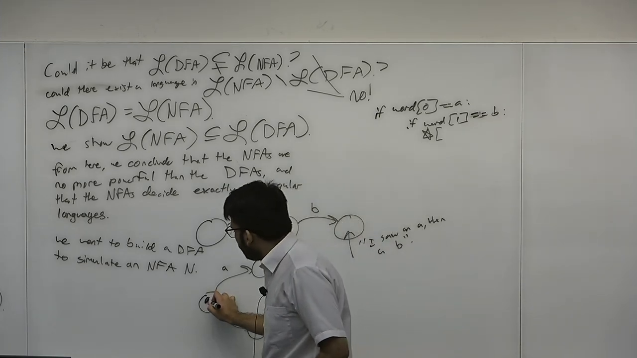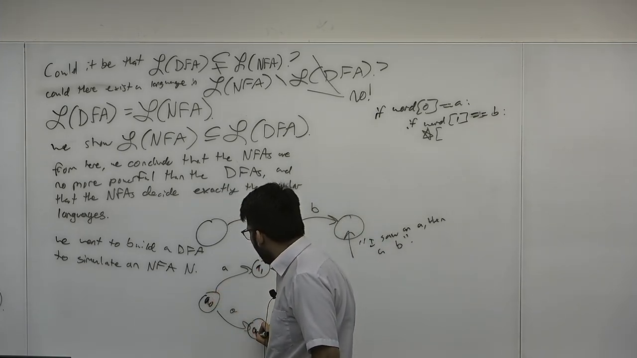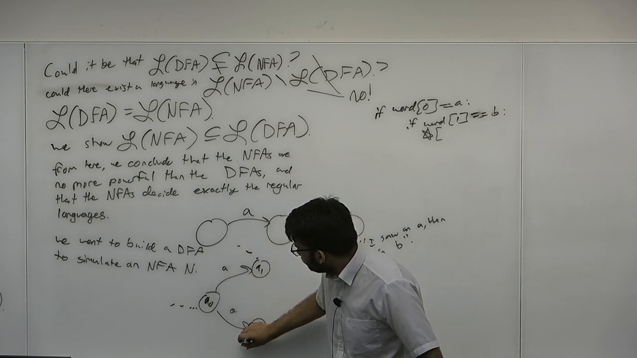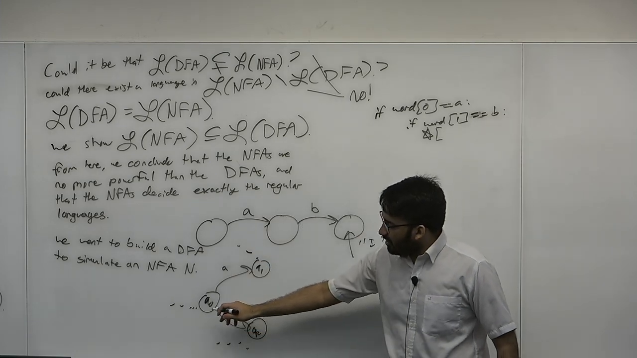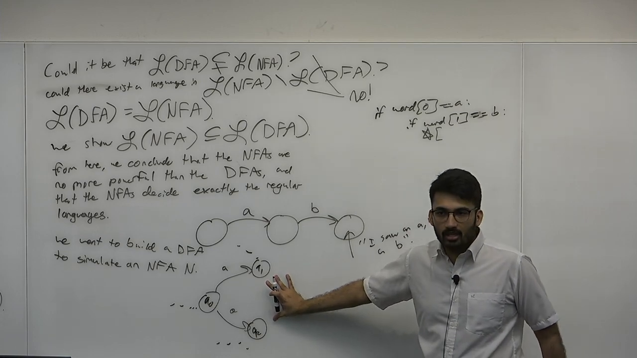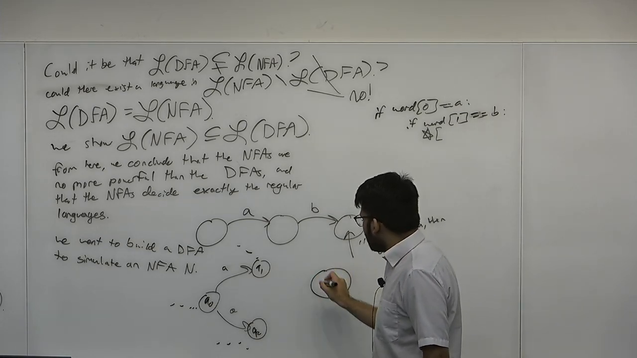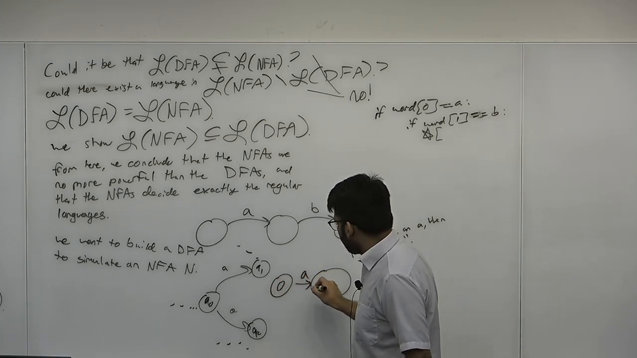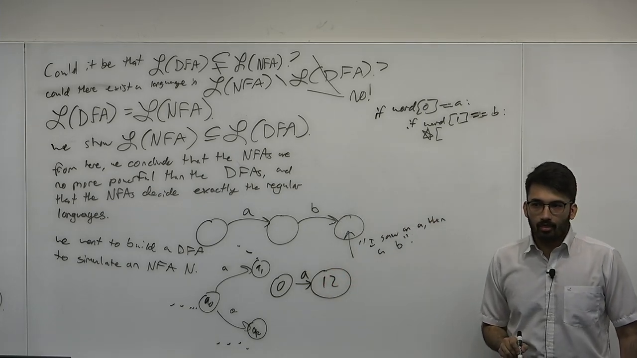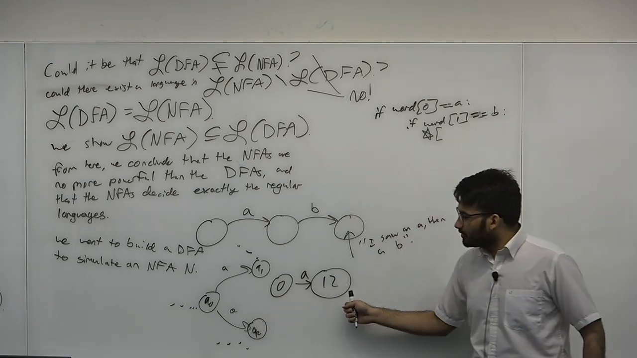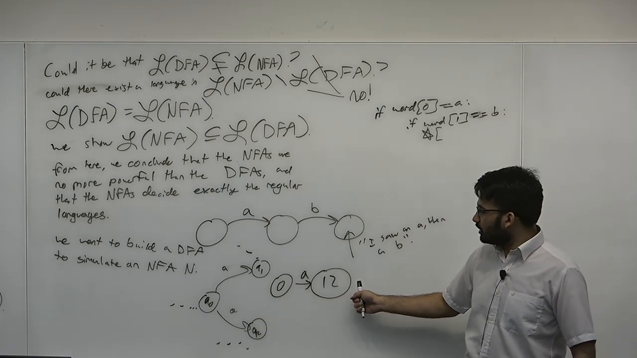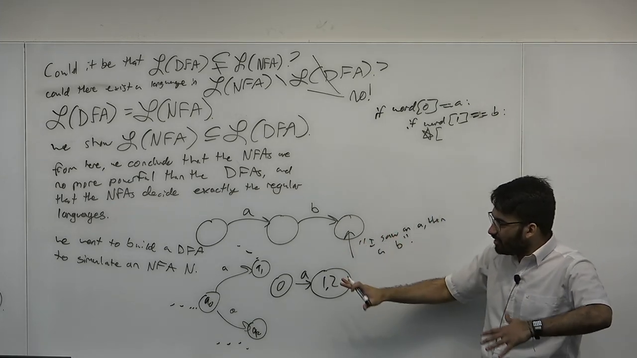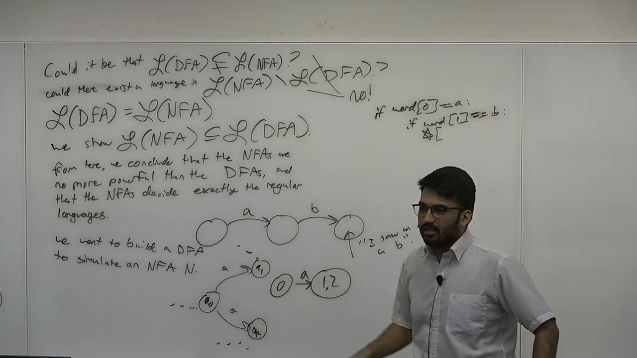For example, let's call these Q0, Q1, and Q2. This is a subset of a bigger NFA. What I might have is, if I come here and I'm in Q1 and Q2 simultaneously, I'm going to have a state here. I go from Q0 to the state 1-2. And 1-2 here, not twelve, it's 1-2. 1-2 represents as if I was in the NFA. The DFA simulates the NFA. It's as if I was in both of those states at once. Yes?